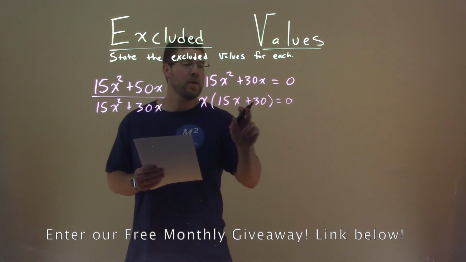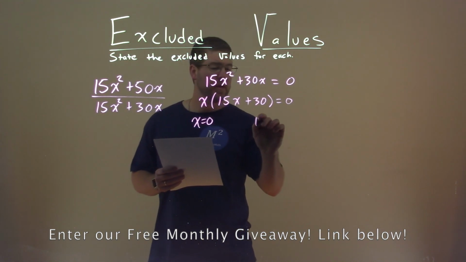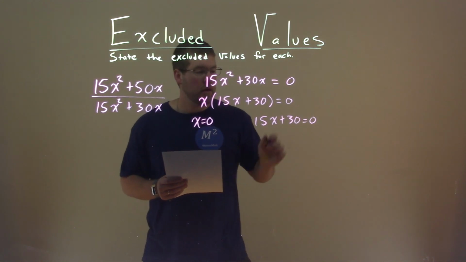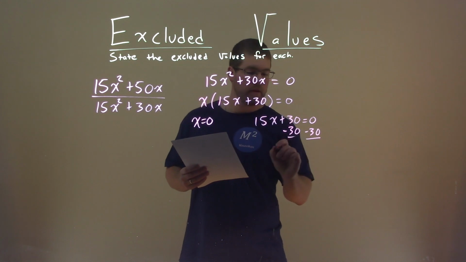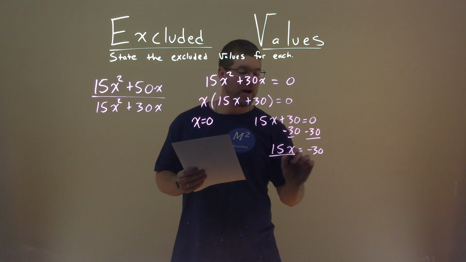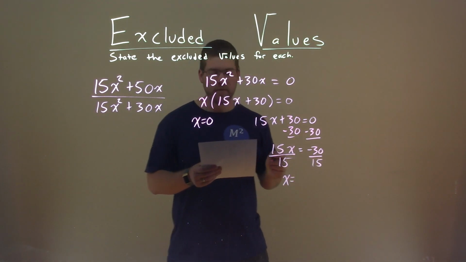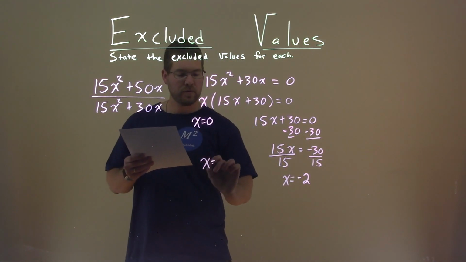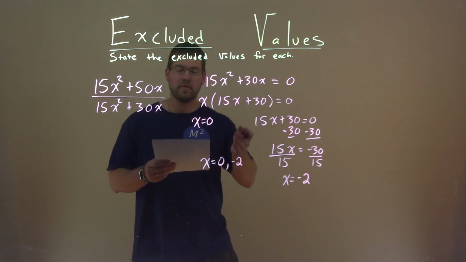Now we can set both of these equal to 0 and solve. So x equals 0, pretty easy, and 15x plus 30 equal to 0. Now we have to subtract 30 from both sides, and we have 15x equals negative 30. Divide both sides by 15, and x equals negative 30 divided by 15, which is negative 2. And so our two values here are 0 and negative 2, and that's it. They are our excluded values.